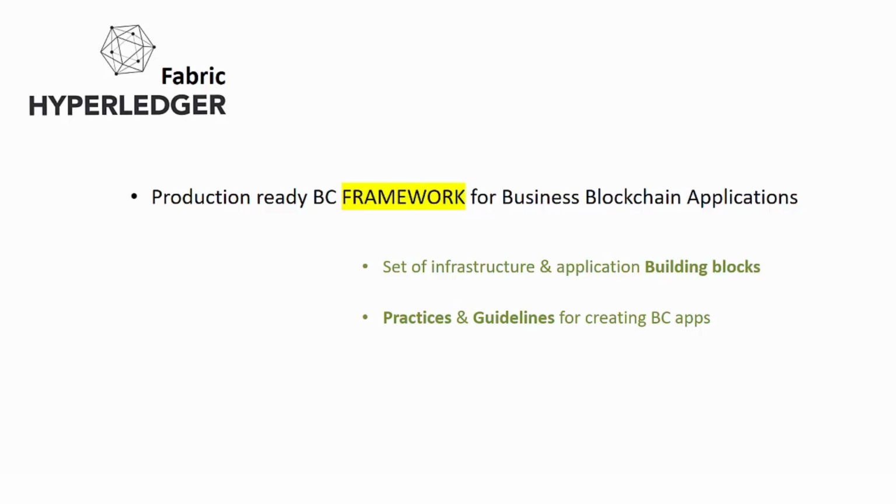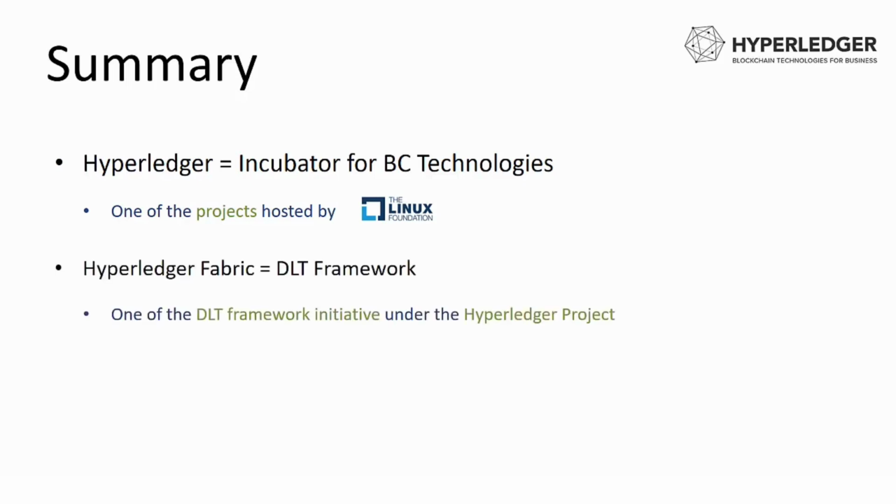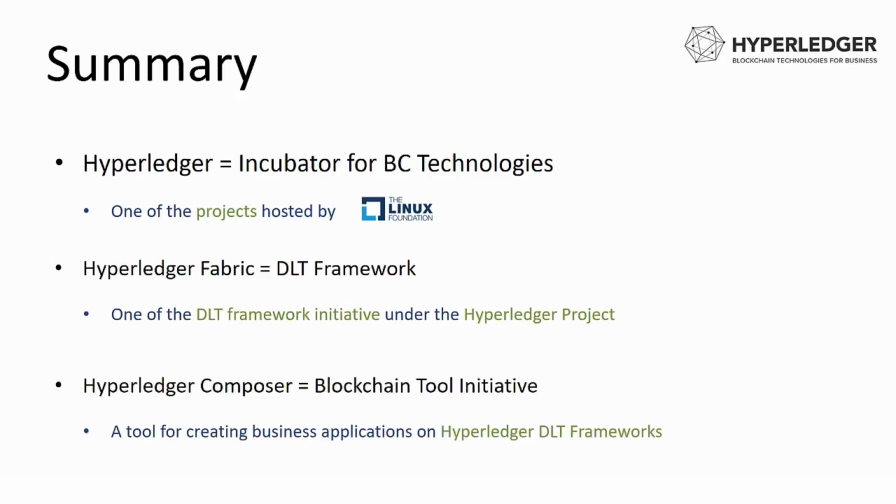To use this framework, you would need to analyze your blockchain application requirements and then create the infrastructure design that would involve use of the Fabric building blocks. Also, when you are writing the software for the blockchain application on Fabric, you would need to have the knowledge of the standard components and APIs and functions. Let's summarize. In this lecture, I covered the relationship between Hyperledger, Hyperledger Fabric, and Linux Foundation. Hyperledger is an incubator for blockchain technologies. It's an umbrella project hosted by the Linux Foundation. Hyperledger Fabric is one of the distributed ledger technology framework initiatives. And Hyperledger Composer is a blockchain tool for creating business application on the Hyperledger DLT frameworks.